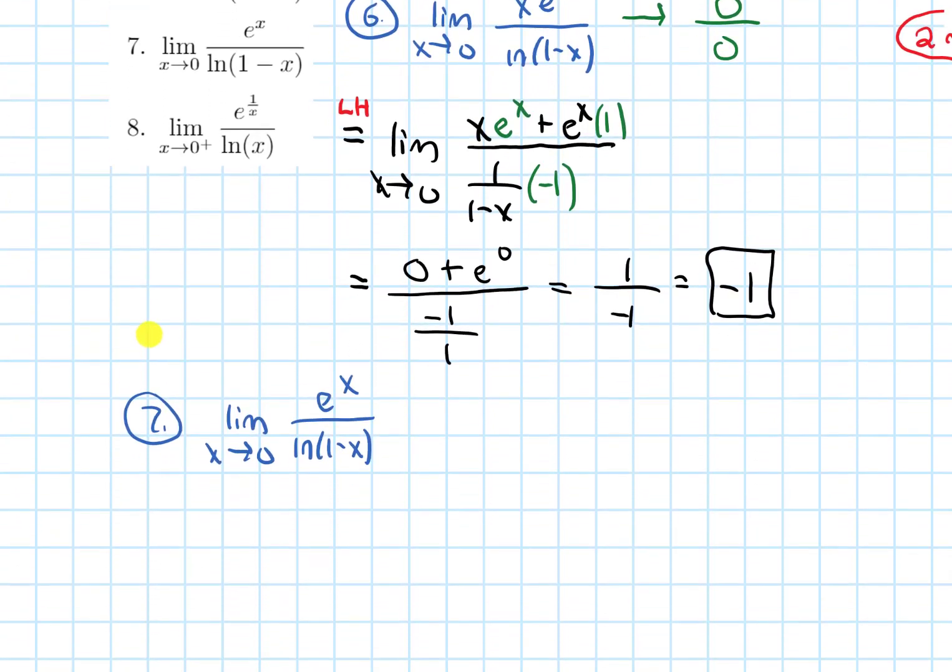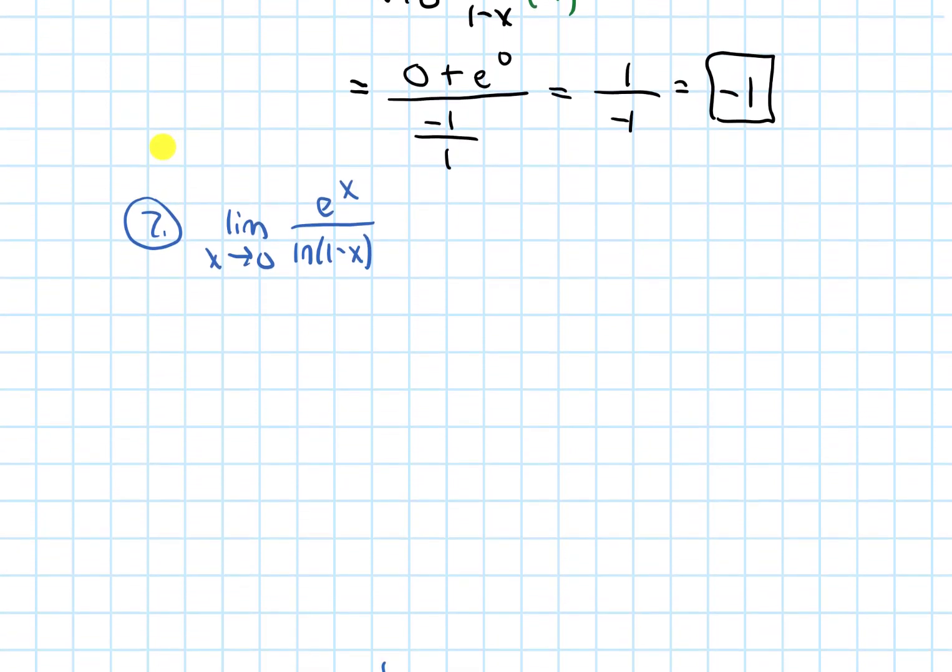All right, let's look at problem 7. So we have the limit as x goes to 0 of e to the x over ln of 1 minus x. So I can start off by plugging in. So on the top, e to the 0 is 1. On the bottom, I have ln of 1, which is 0. So this, I can't use L'Hopital's on. In fact, this is not even an indeterminate form. It's 1 over 0. And our strategy for a non-zero divided by 0 is to take one-sided limits.